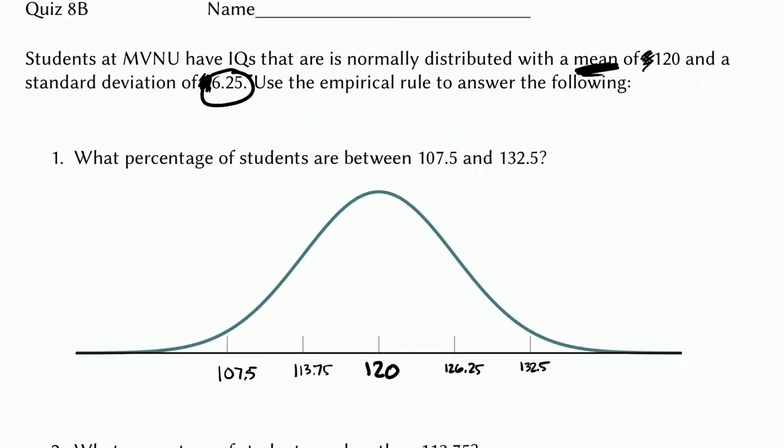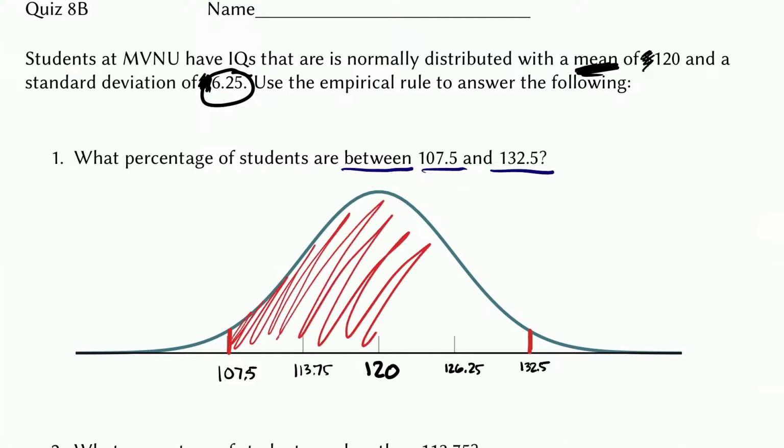Okay, but anyway, now getting back to the problem, it says, what percentage of students are between 107.5 and 132.5? Now, in the future, like I said, I didn't say you had to do this here, but in the future, there are going to be quizzes where I say, label and shade the curve. Here's what I mean by labeling and shading the curve. You've got it labeled, and it says between these two numbers. So between those two numbers is this stuff right here. So you can shade all that.